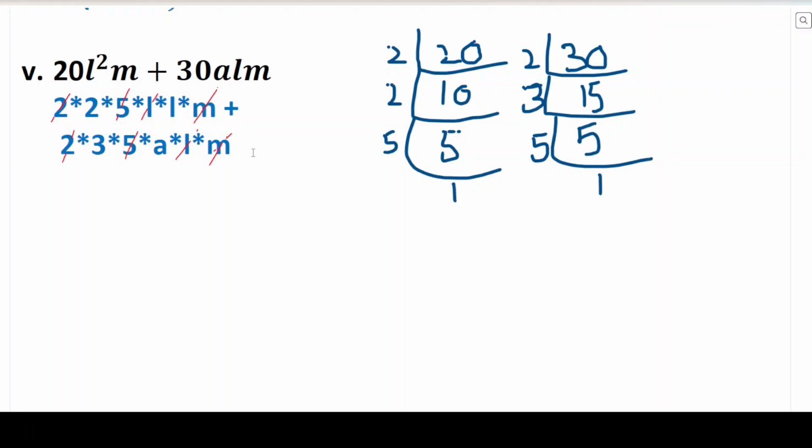The common factors we have to write before the bracket. So 2 is the common factor, 5 is the common factor, and L. The leftover terms are here 2, write 2 here and L, plus here 3, next here A.